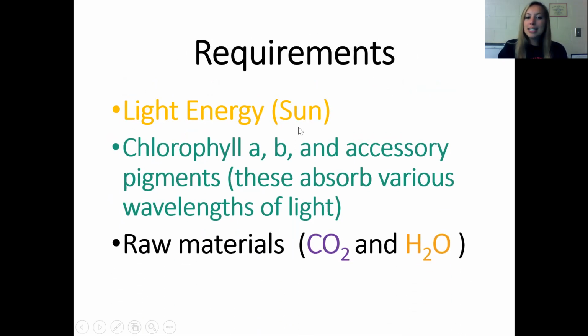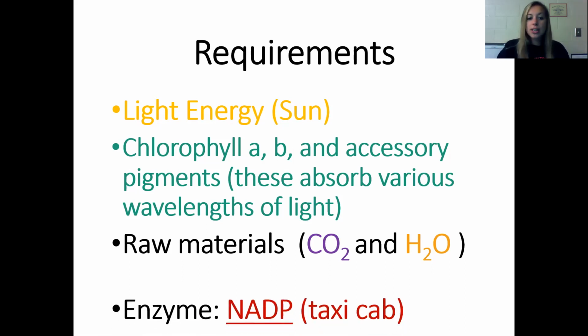So obviously we've got to put light in to start this. We need the pigment. We need that chlorophyll A, chlorophyll B, and accessories because they absorb different wavelengths of light. And we need our raw material. So you got to put those two reactants in. The carbon dioxide and the water have to go into the equation.